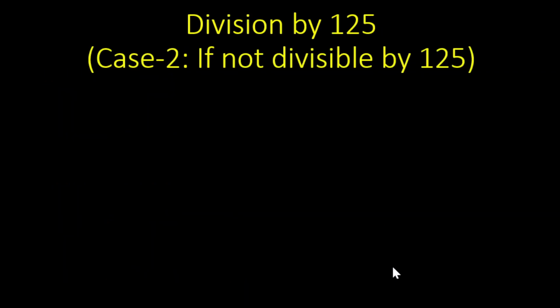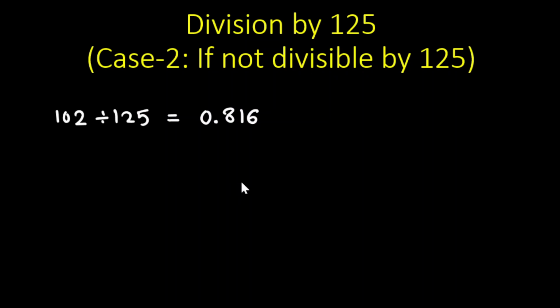Now we will discuss the second case, that is, if the number is not divisible by 125, what are we going to do. For example, let's consider 102 and we want to divide it by 125. We know that 102 is not divisible by 125. Then what we do is we multiply the number by 8. It will be 816. And now introduce 3 decimal places starting from right. So it will be 0.816.